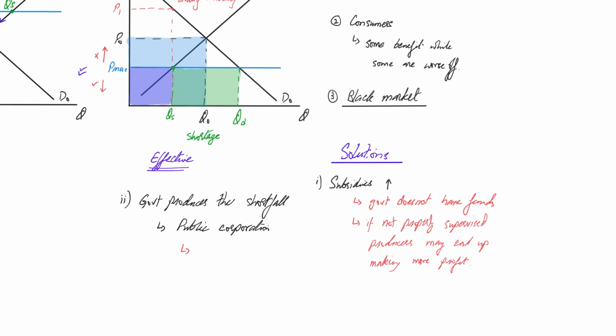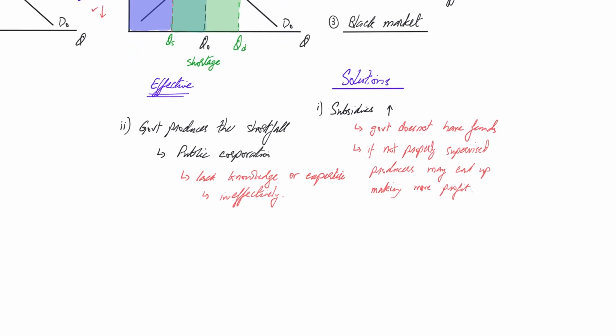But a big problem that can come with that is that public corporations may lack knowledge or expertise to run something like this, and they may be ineffective. Okay, and plus governments may have to give them subsidies because they've been making losses and all that, because we know that public corporations, according to our course, are not efficient enough, right? So that's another problem. So you have a solution, but you have a problem with that solution as well.